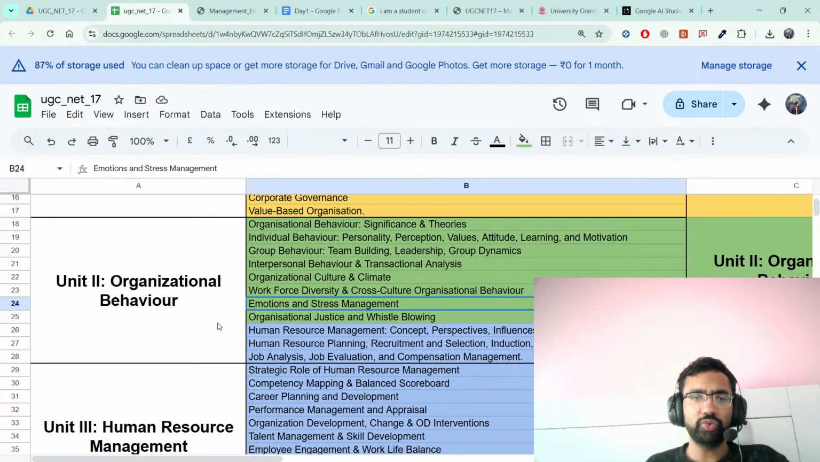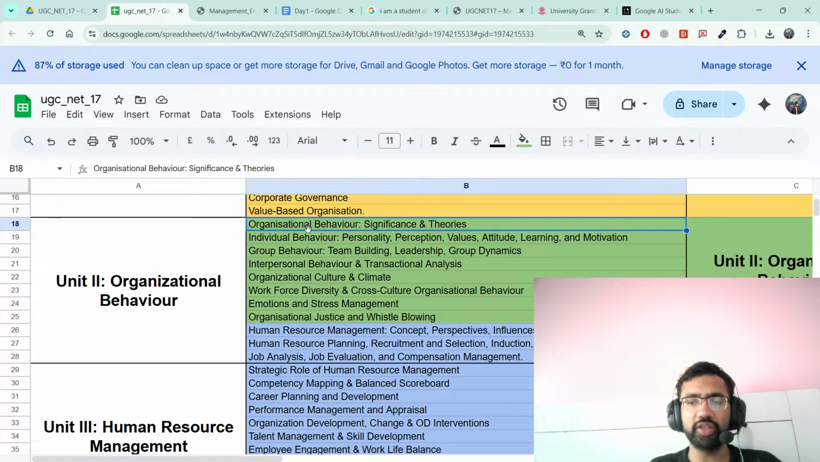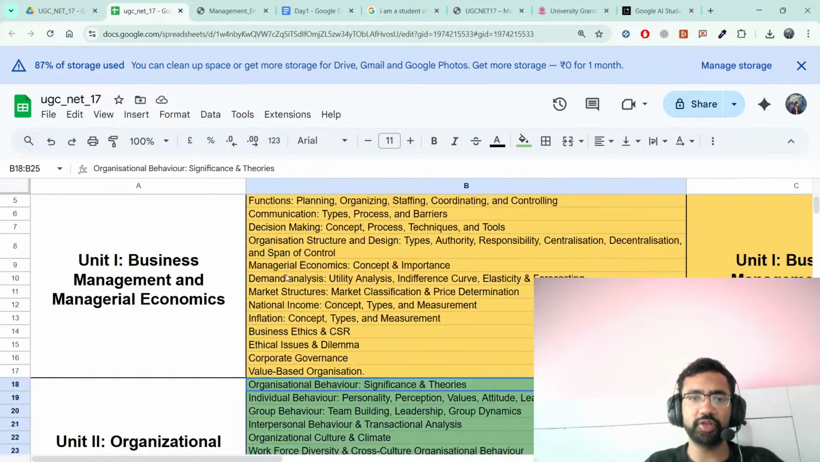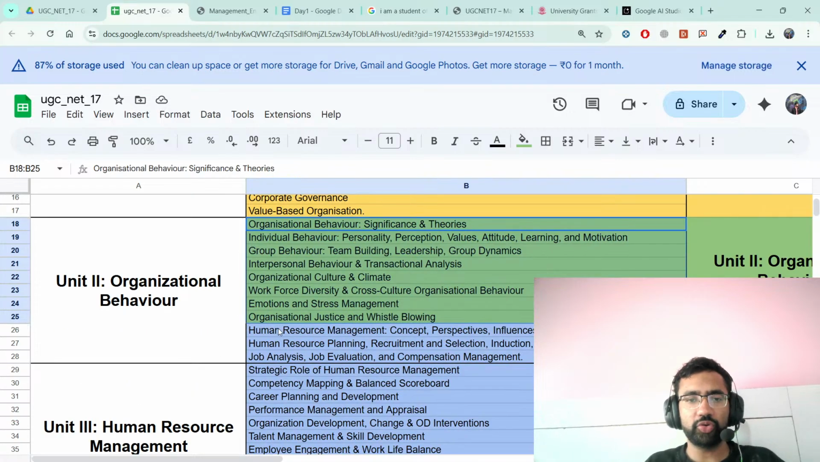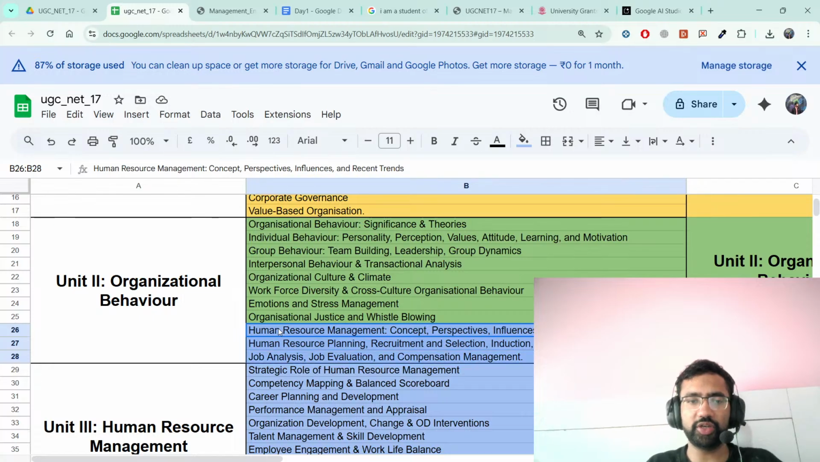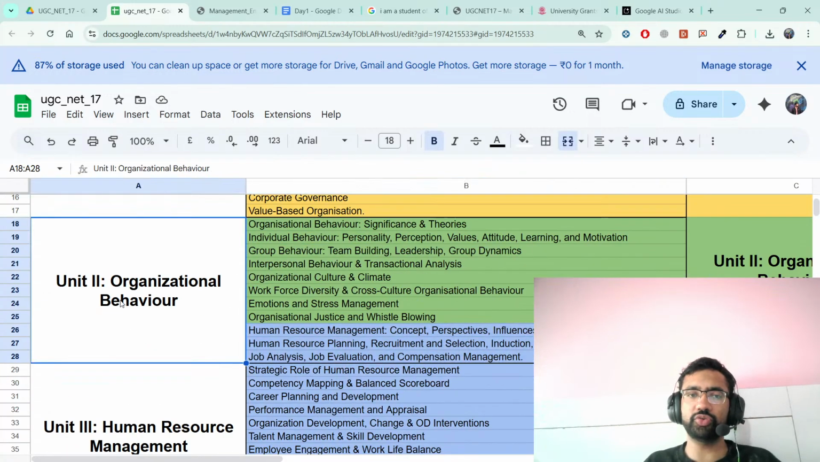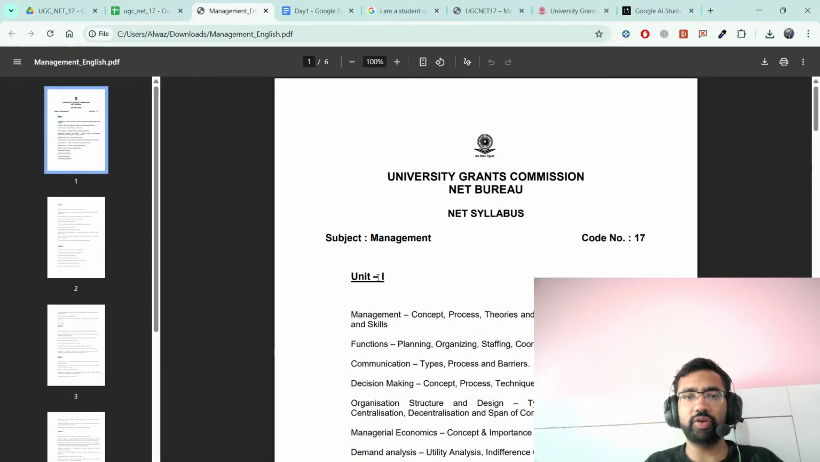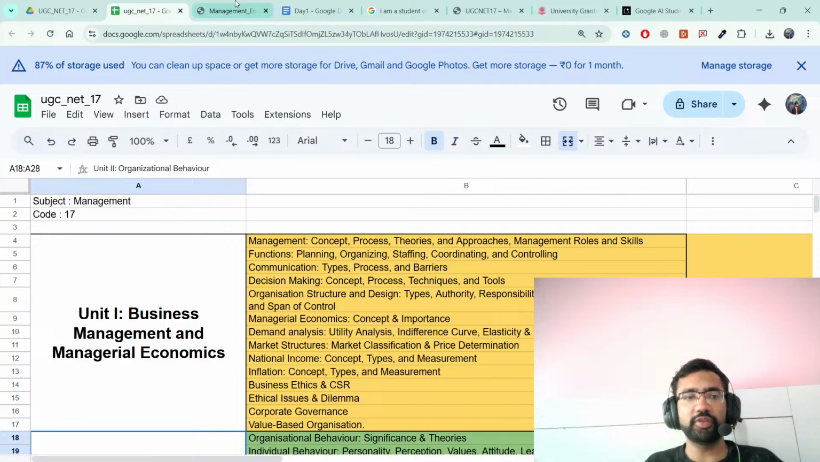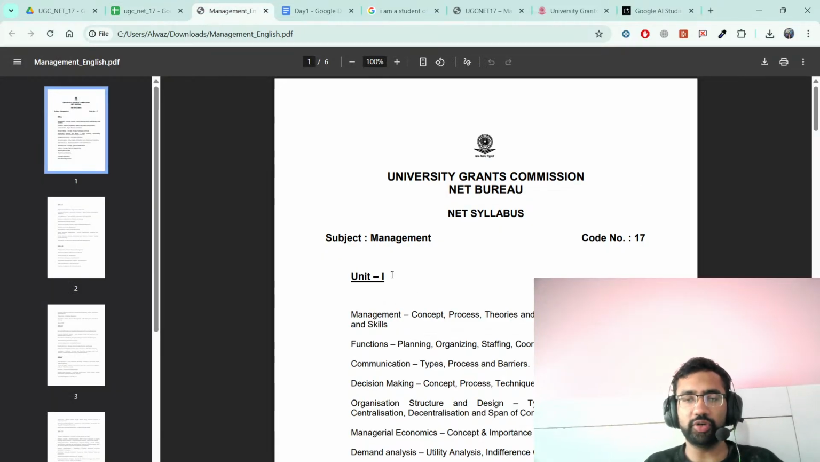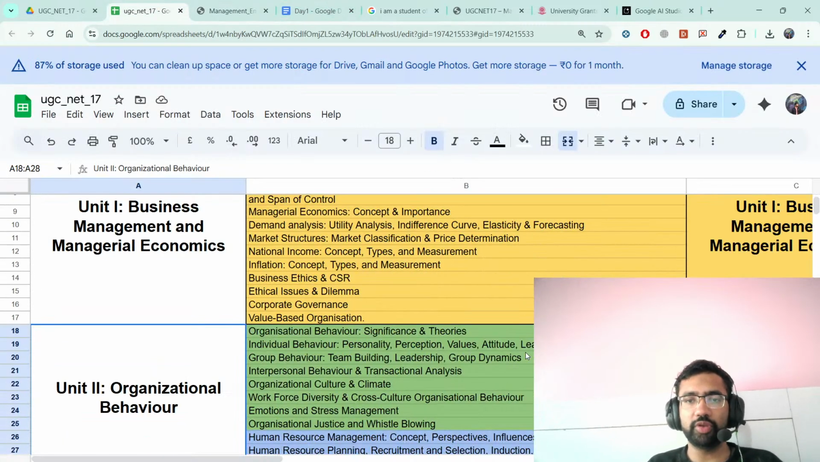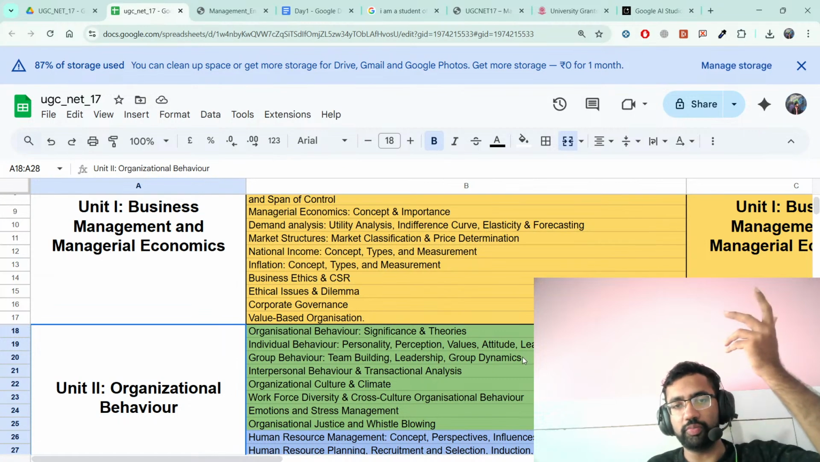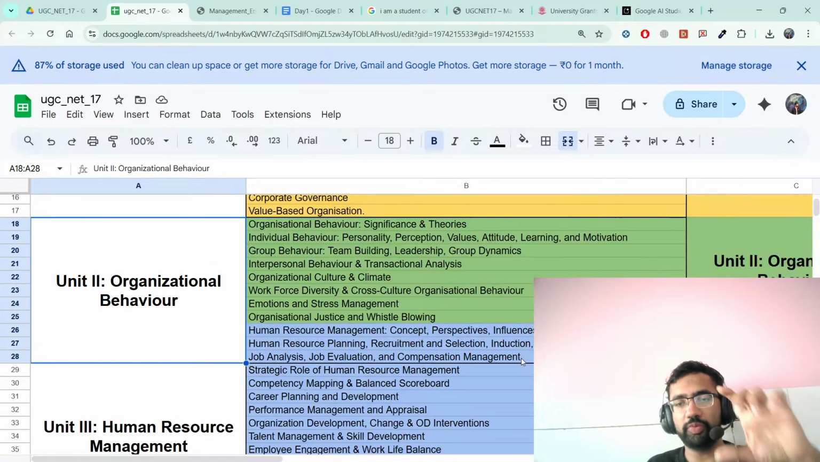For example, in unit 2, organizational behavior, if you see the green, those are the actual topics that are related to that topic. But since organizational behavior has very few topics compared to the other units, they have put some topics of HRM, which is a very big unit, in this unit. That's why on the page they haven't mentioned unit 1 as, let's say, business management and managerial economics unit. They have just mentioned it as unit 1, because if any unit is small, they put some topics from the subsequent unit or the previous unit to make it appropriate.